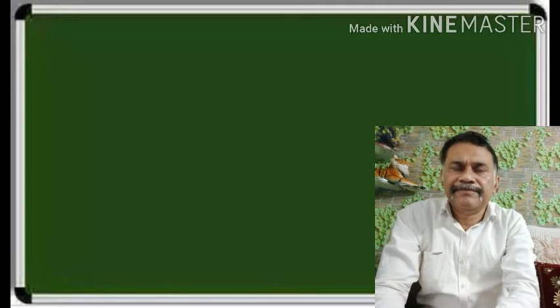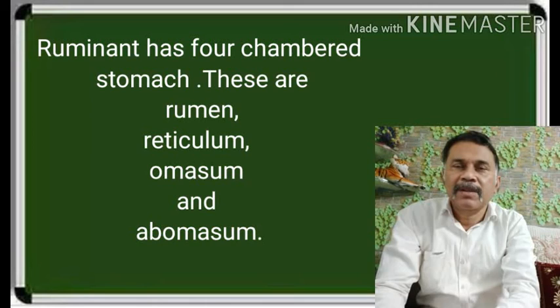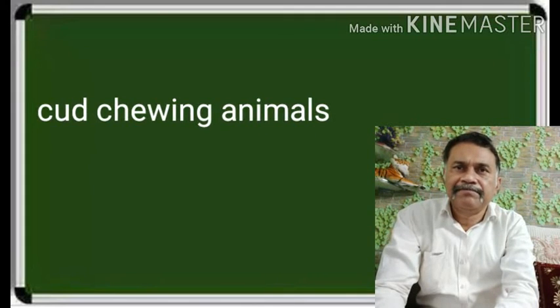You should know that the stomach of ruminants, cows and buffalo, this type of animal, has 4 chambers: rumen, reticulum, omasum and abomasum. So they send it to the rumen, and after completion of taking food, when they take rest, they bring back this partly digested food and chew it well and again swallow it. These animals are called ruminants, and this process is called rumination or cud chewing. These animals are also called cud chewing animals.